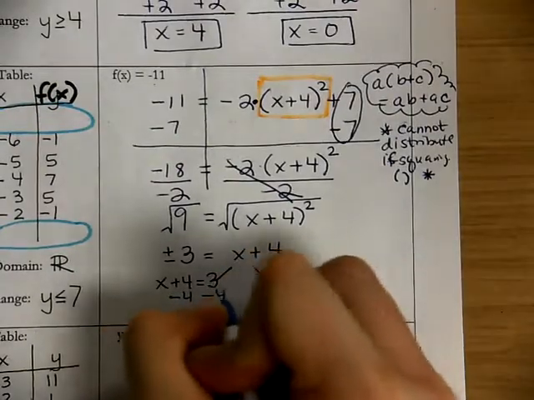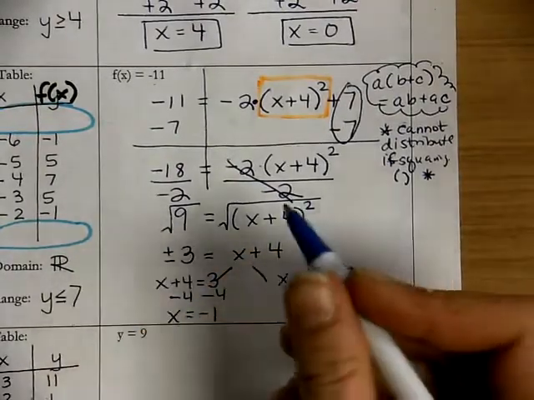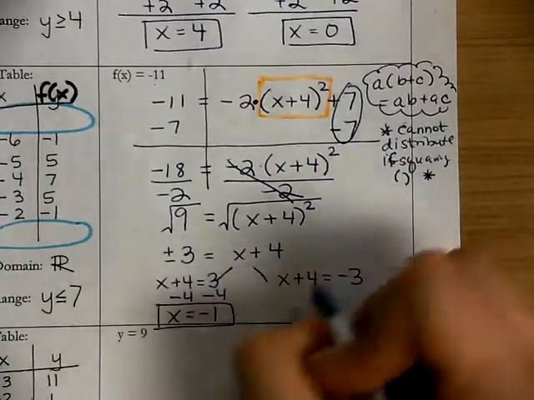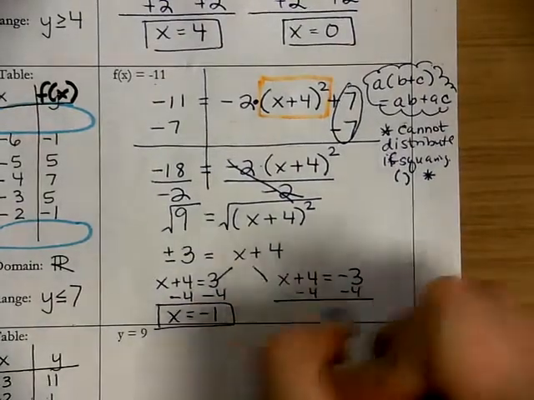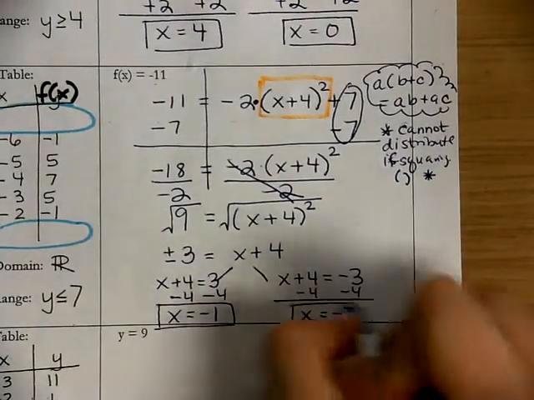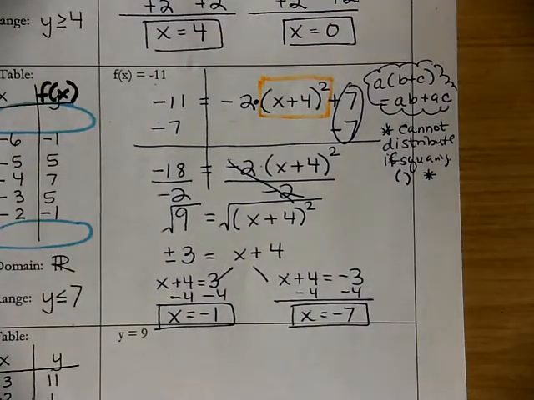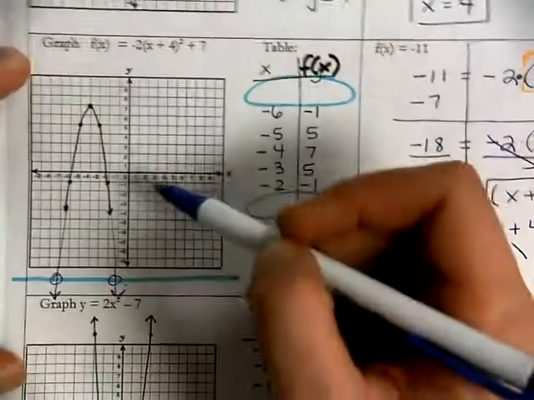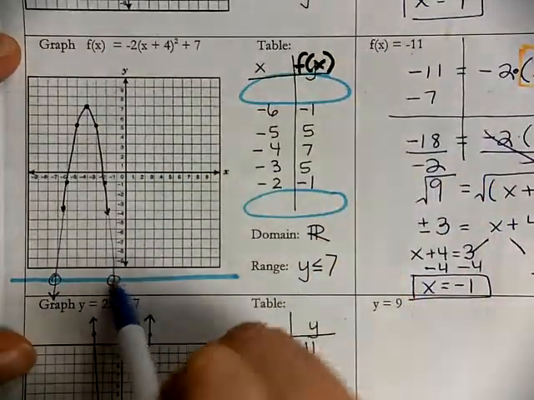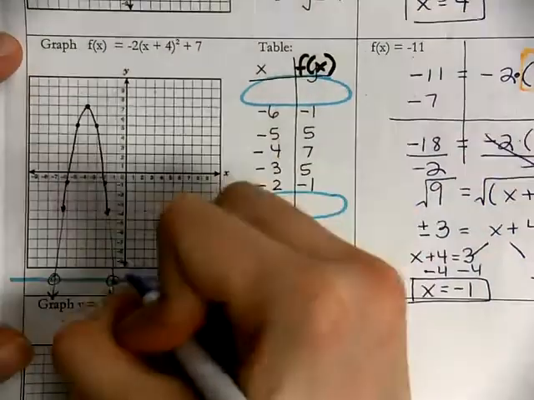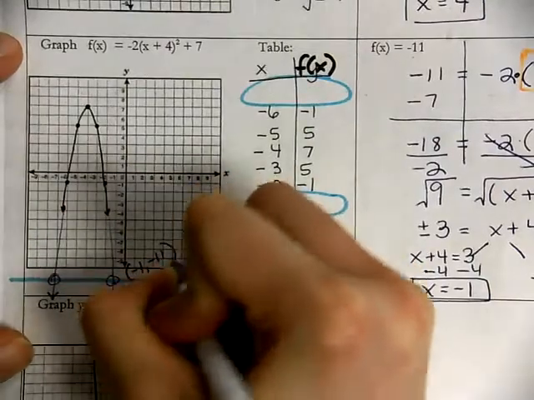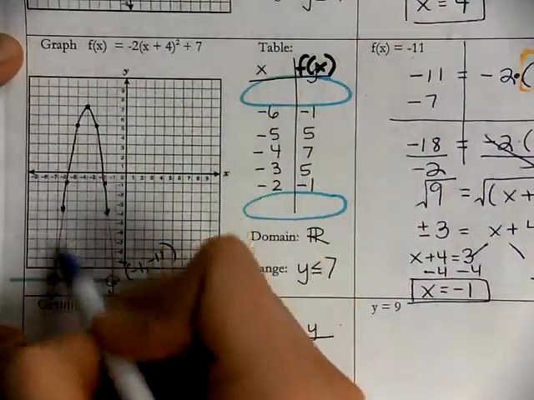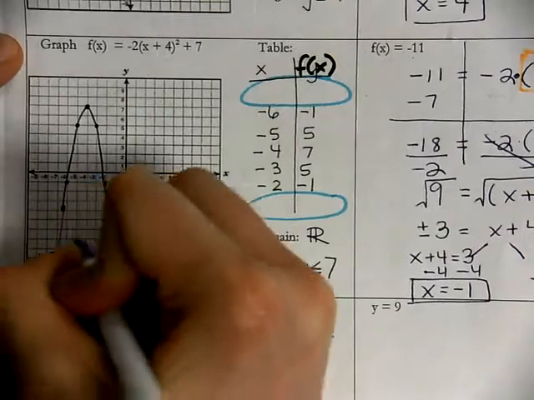So if I subtract 4 from both sides, I get x is equal to -1. And subtract 4, x is equal to -7. Well, let's look and see if this makes sense. Going back to our graph, does this look like this could be -1, -11? Yeah, it does. What about this side? -7, -11. Yeah, that looks like that could be right.